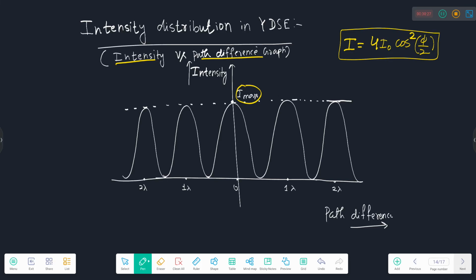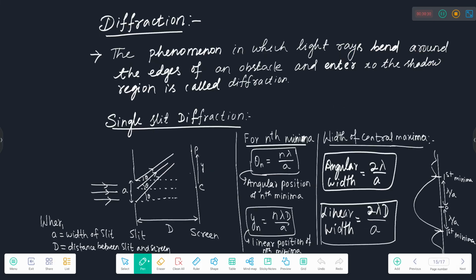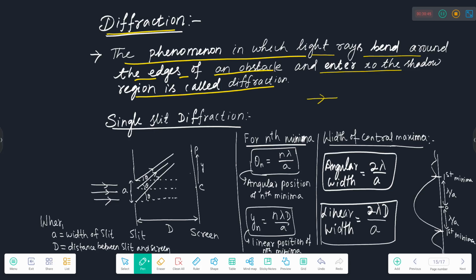Okay, now next listen. Diffraction. What is diffraction? The phenomenon in which light rays bend around the edges of an obstacle and enter into the shadow region is called diffraction. That means light rays are coming here, and I have one obstacle here. Now on the screen, in this region I should get shadow. But here I see bright and dark fringes, alternate bright and dark fringes are there.